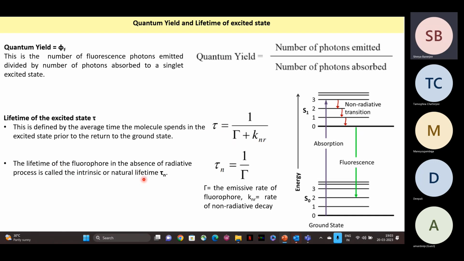The natural lifetime is basically the lifetime of the fluorophore in the absence of these radiative transitions. So in natural lifetime tau n, KNR is 0 and tau n becomes 1 by eta. So the larger the rate of the decay of the radiation, the smaller is the lifetime of the excited state.